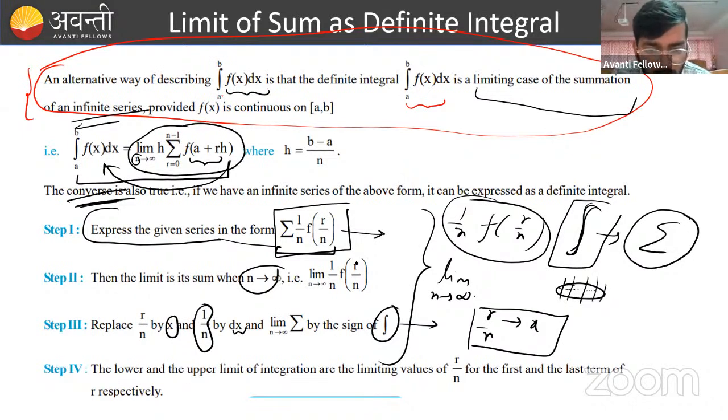So the lower and upper limits of the integration are the limiting values of r by n for the first and the last term of r respectively. Note down this point, and then I'll tell you what this means by solving a question. We will get to understand more by solving a question.